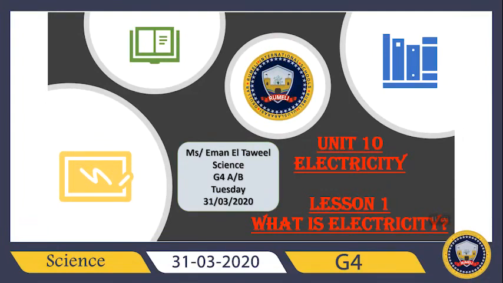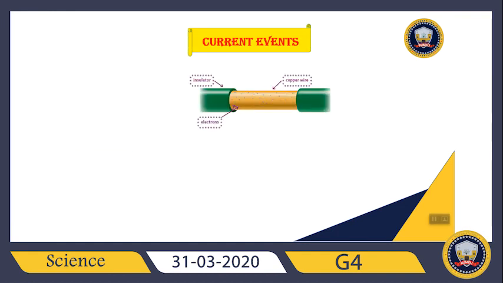Today we are going to continue our lesson 1 about electricity, in unit 10. In our previous session we have studied static electricity, and we have said that static electricity means the building up of charges on a body or an object. But today we have another kind of electricity, which is about the moving of electrons. Do you remember the electrons? Yes, these negatively charged particles, moving in a wire, in a copper wire.